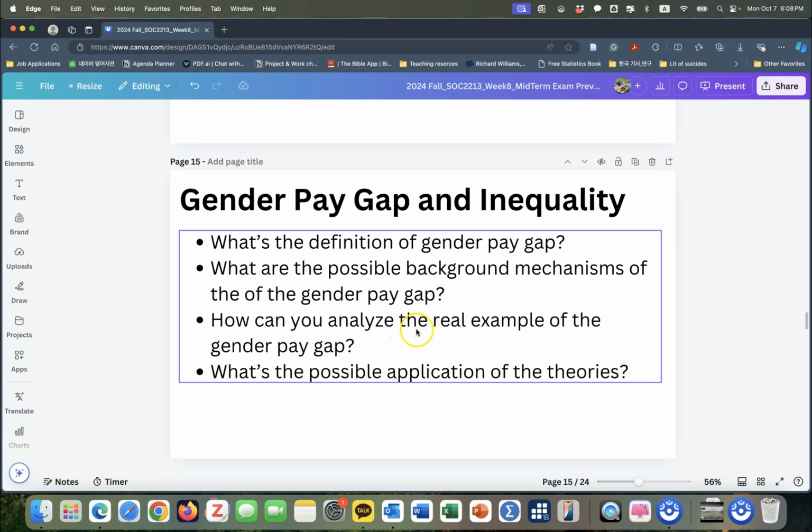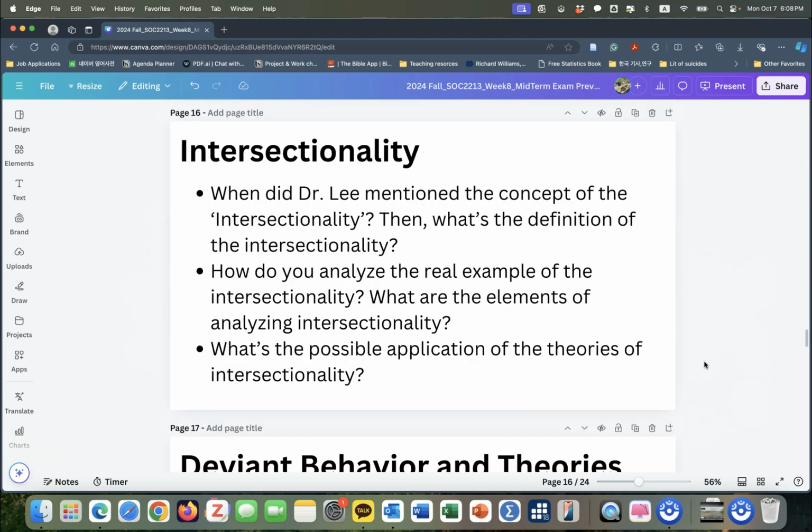And how do you analyze a real example of the gender pay gap? If you encountered any types of gender pay gap, that would be great. And if you have not, probably you can recall some examples you heard from the media, or you can imagine, or you can draw up some experience from others. And what's a possible application of those theories? That will be a good way of thinking, and we can prepare some possible answers for that.